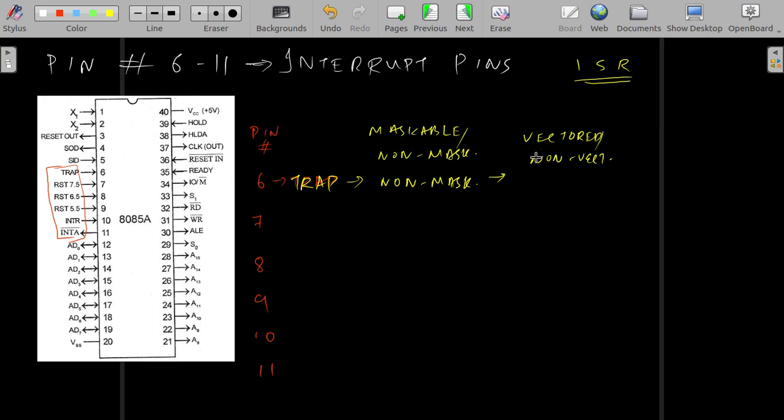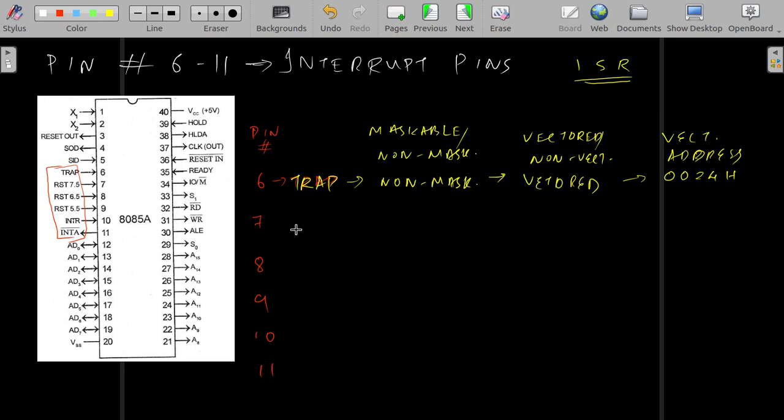So if an interrupt is non-vectored, what does it mean? It means the processor doesn't know where the interrupt service routine is, and that vector address, or the memory location where the interrupt service routine is, has to be provided by the peripheral which is requesting the interrupt. It so happens that TRAP is a vectored interrupt, and the vector address is where the interrupt service routine begins, and for TRAP it is 0024H.